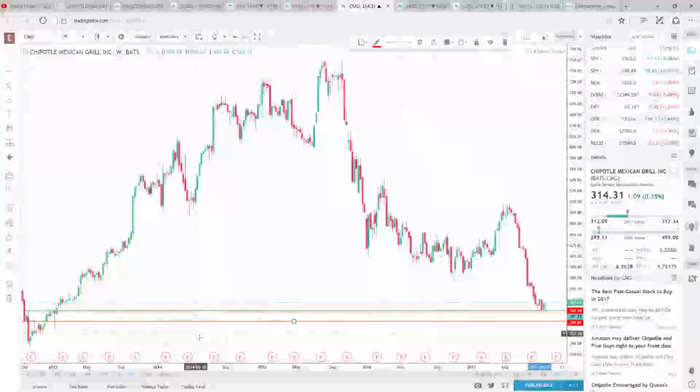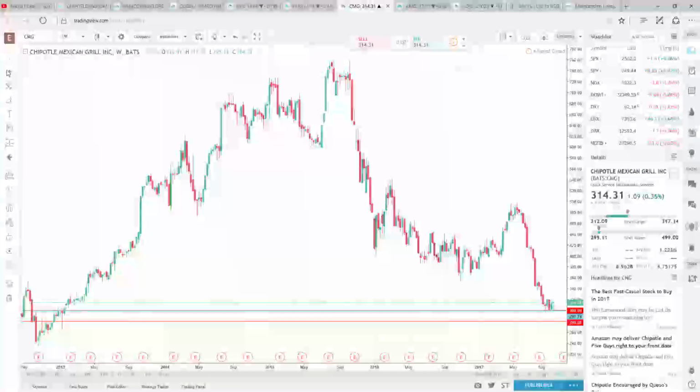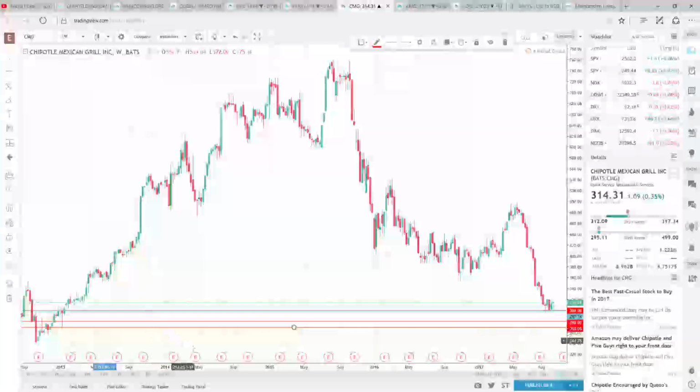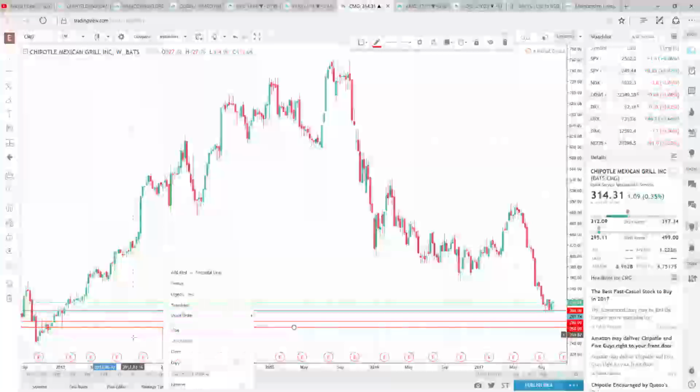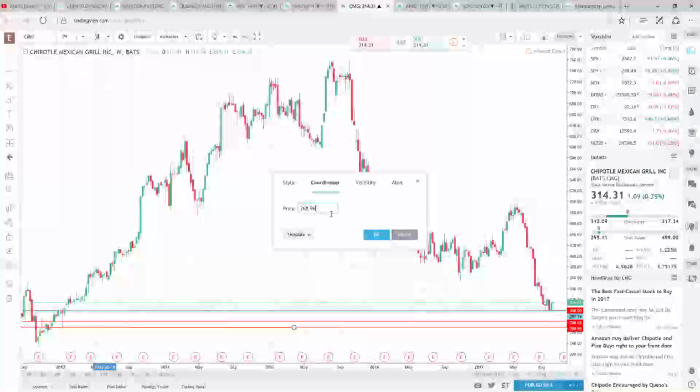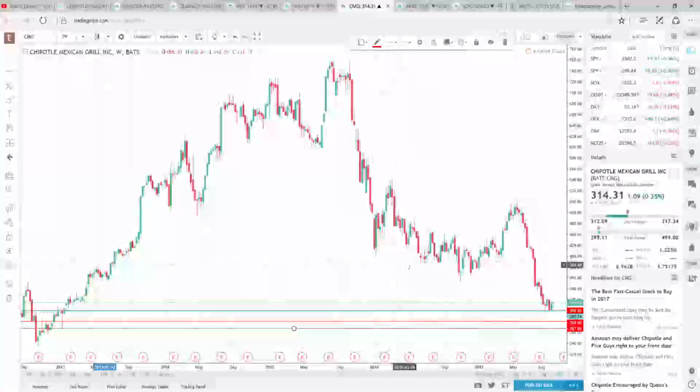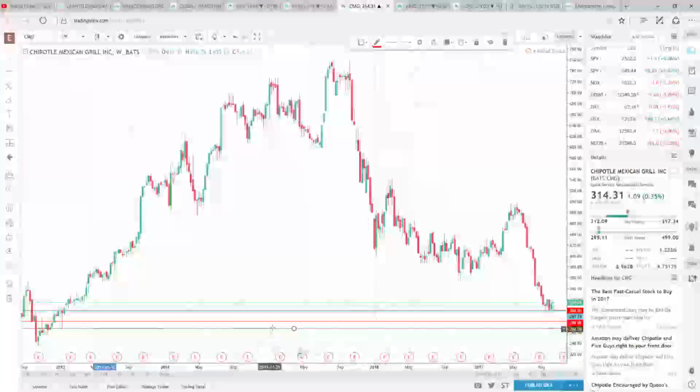Let's see, cool, we got a next level of support would be right around the 268, 269, we'll use 267, let's see, as our final level of support. And this just shows the 3 levels of support.